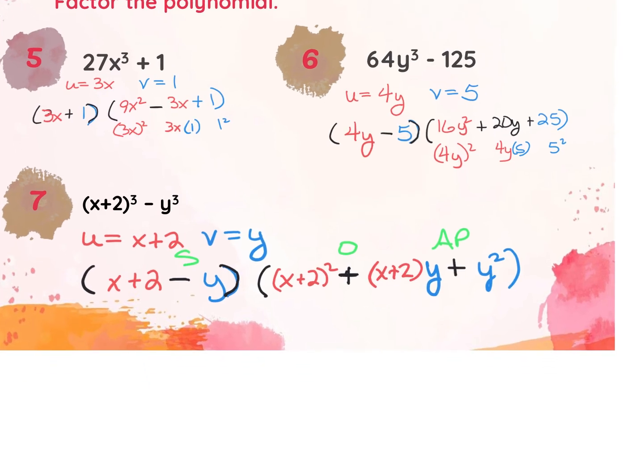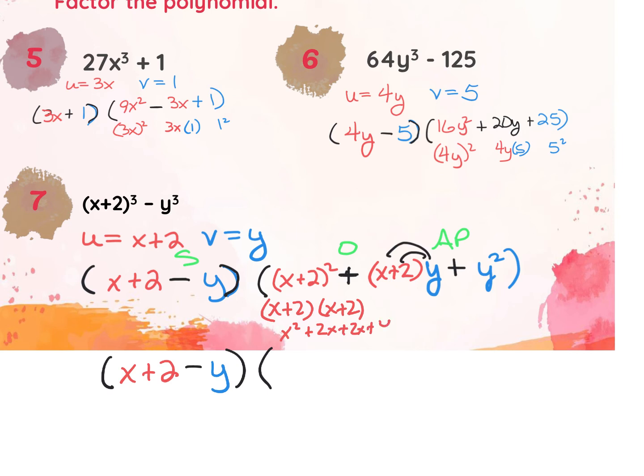Now I need to simplify that second parentheses. So I actually have to FOIL this one and distribute this one. So the first parentheses is done. Nothing changed there. I'm going to leave the x plus 2 minus y. But the next parentheses, I'm going to FOIL this. This becomes x squared plus 2x plus 2x plus 4. So when I add those, I get x squared plus 4x plus 4. And then this middle term, I'm distributing the y. So xy plus 2y. And then the last term is just the y squared.